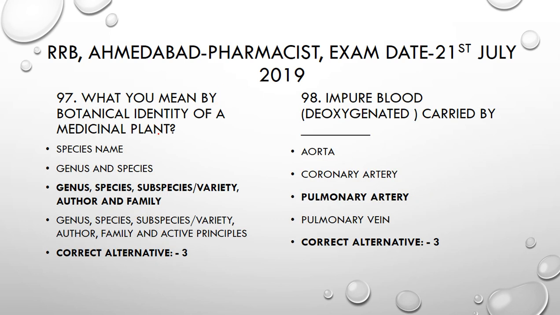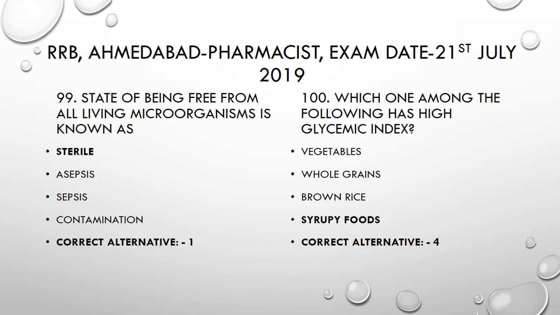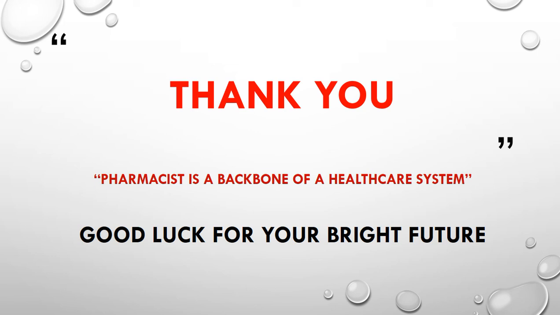What do you mean by botanical identity of a medicinal plant? Genus, species, subspecies, varieties, authors and family, all covered. Impure blood, deoxygenated, is carried by the pulmonary artery. Being free from all living microorganisms is known as sterile. Which one among the following has a high glycemic index? Syrupy fruits. That's all.